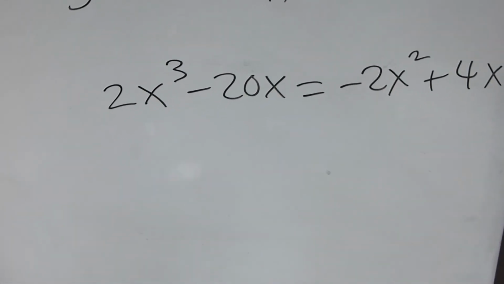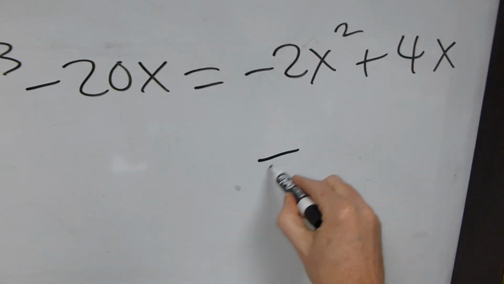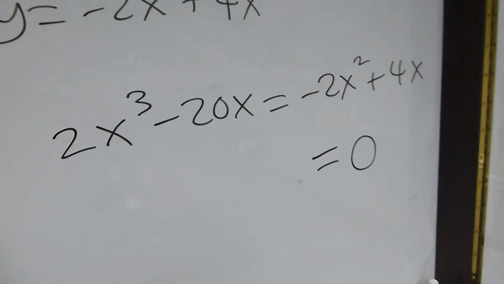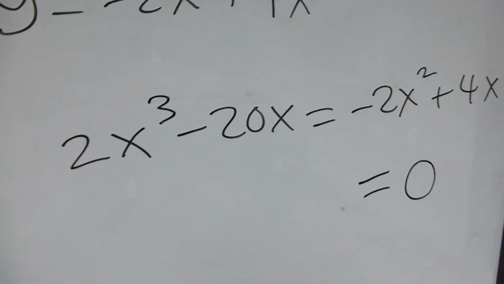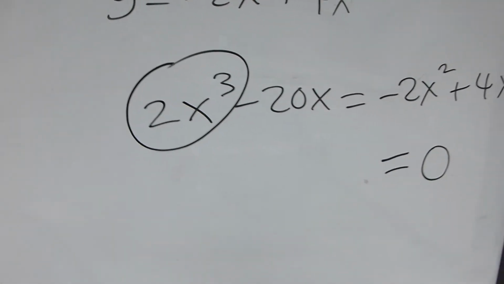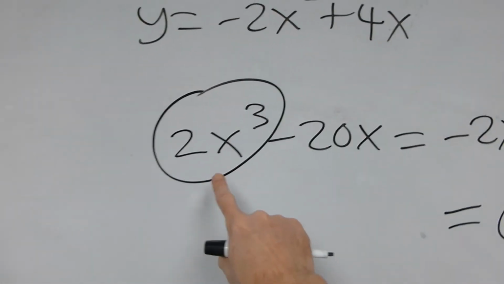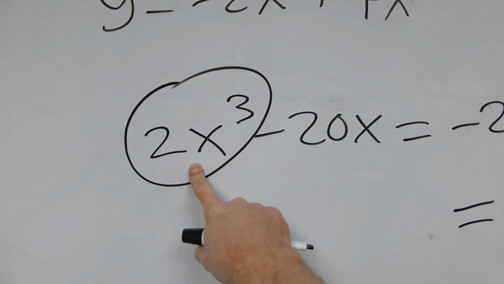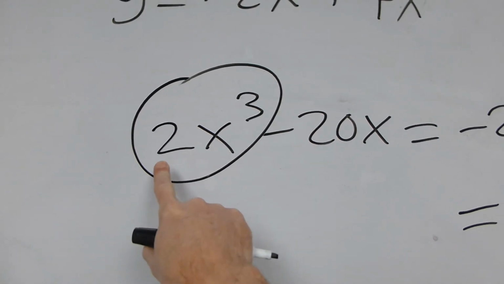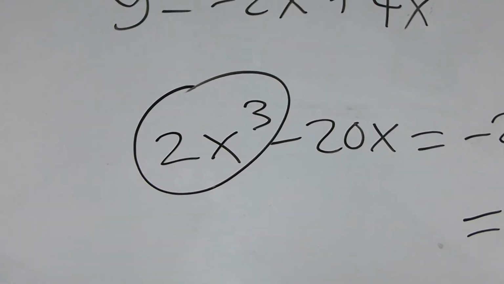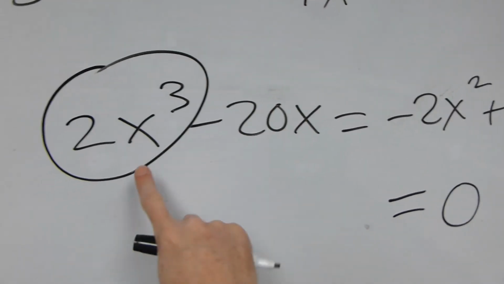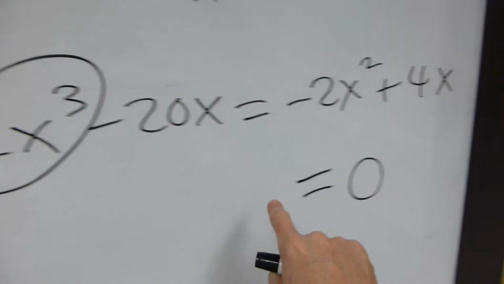If there are two or more types of x, remember you have to get it equal to zero or there's no way to solve it. Who's the king? Who's the strongest? Or we can call it the queen, either one. The strongest is 2x cubed because it's the highest power. Keep the king and queen happy. Keep them positive. Oh, it's already positive. Great. So don't move this. The highest power should be positive.